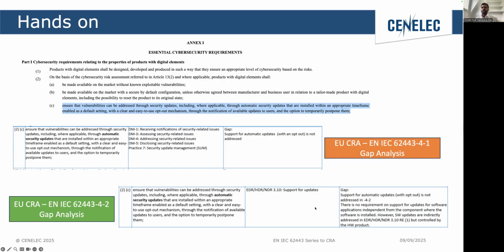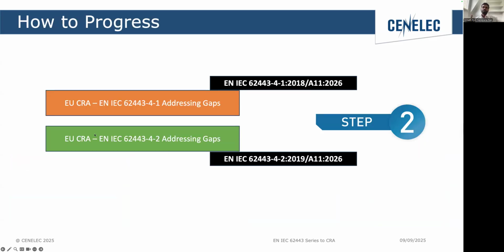And similarly for 4-2, we have EDR, NDR support for updates. There is a common requirement or a specific requirement, but we don't have a requirement for automatic updates. So there is a gap. So we understand there is a gap from CRA to IEC 62443. The next step would be to address the gaps. From 4-1, we are going to generate a new document to implement this gap, which is going to be the A11 document. Similarly, for 4-2, it's going to be the A11 document, step 2.